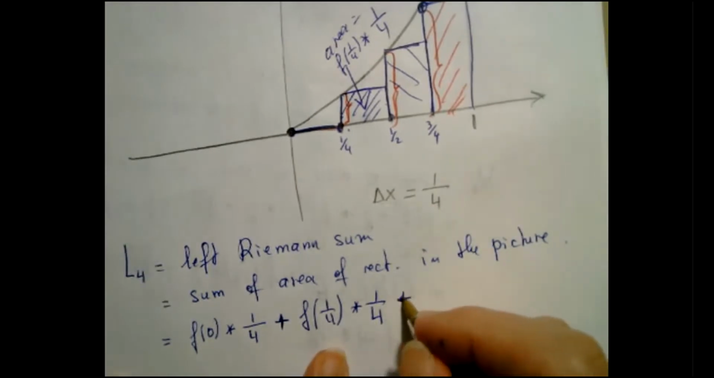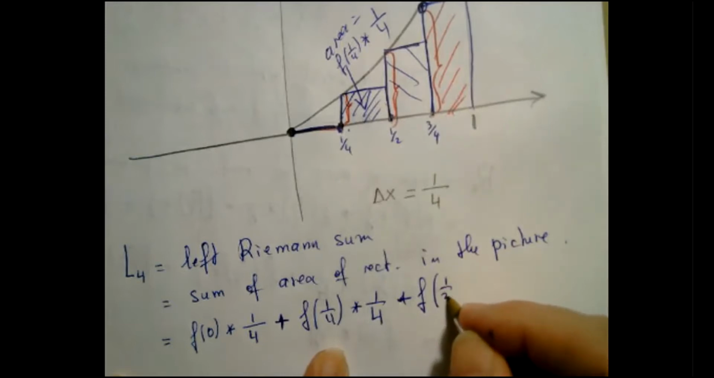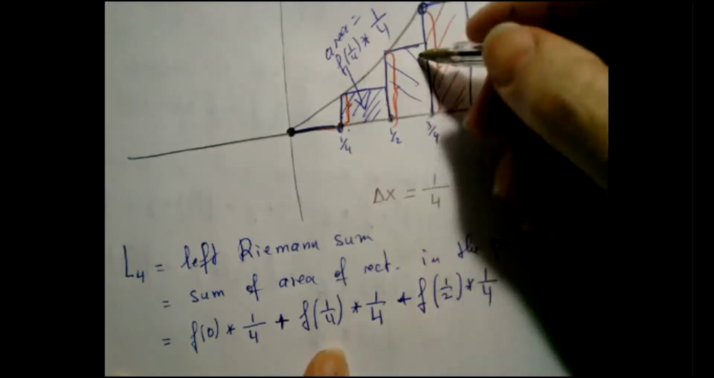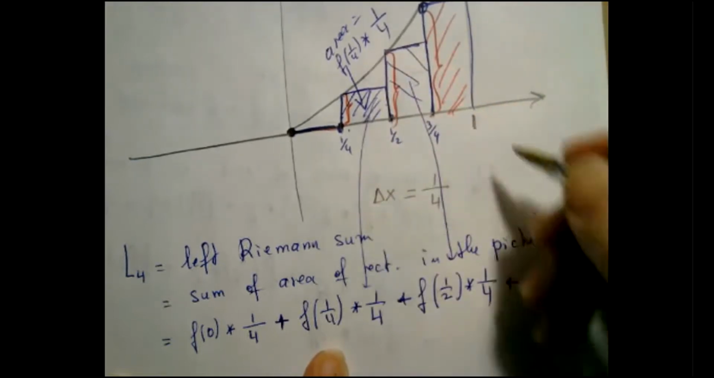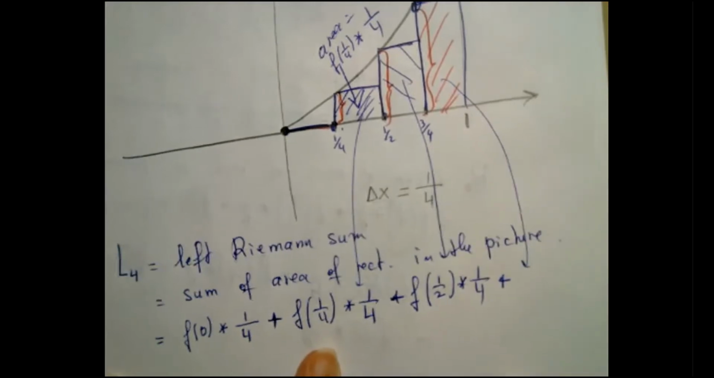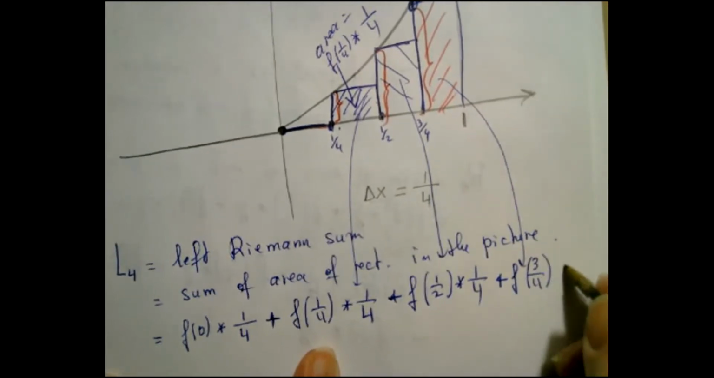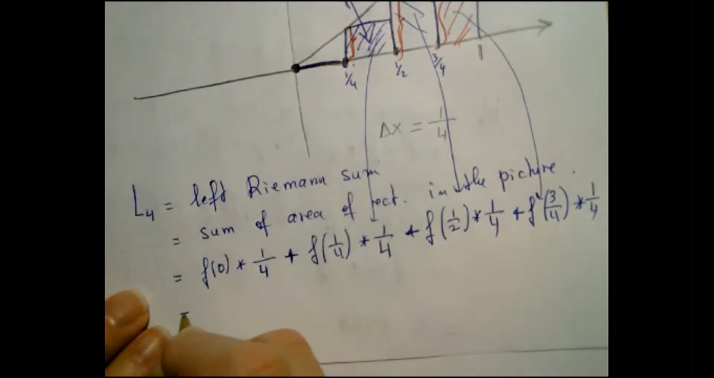Very good. Plus the value at, I look at my picture, 1/2 times 1/4. I'm picking up this one. That's the area here. Plus, now I want to pick up the area of the last one. It's f at 3/4 times 1 over 4. And now it's just a matter of computing.